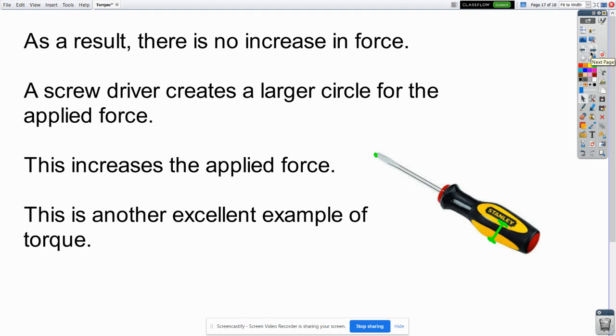You're not providing any stronger a force than you could otherwise. You're getting the exact same force. It's just that the simple machine being used there is increasing that force because of the larger distance, the larger circle that you're going to have to travel through.